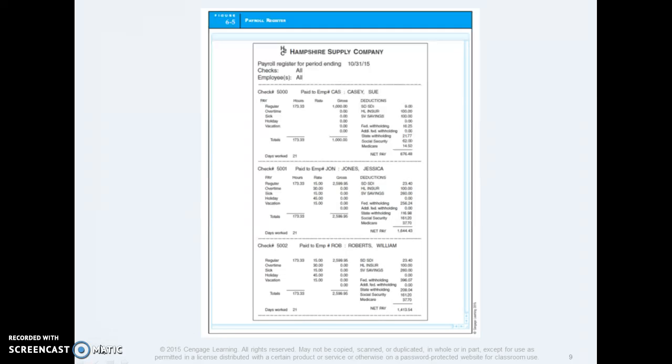So this is the payroll register. So you can see a couple different employees, and you see their hours worked, their rate, what's their gross pay, and the different deductions.